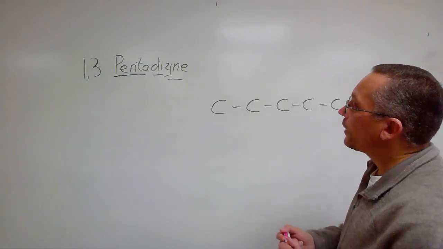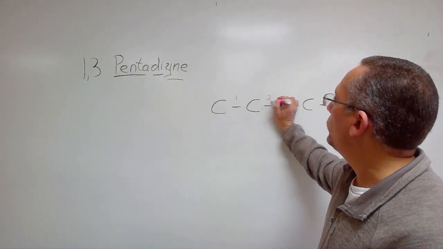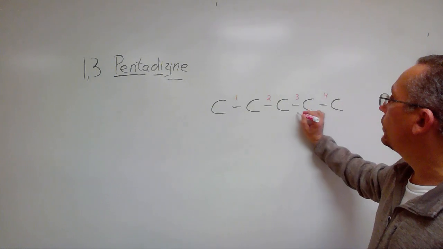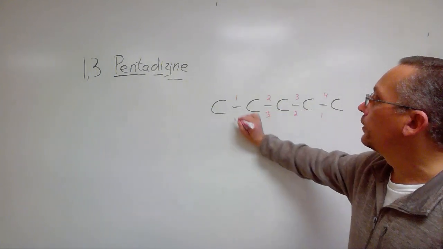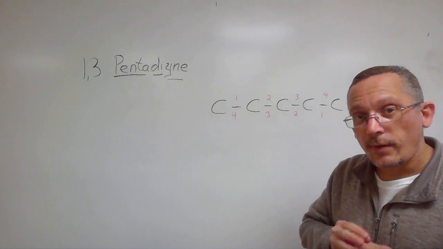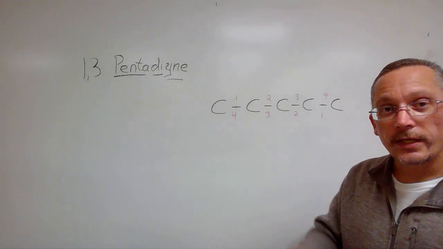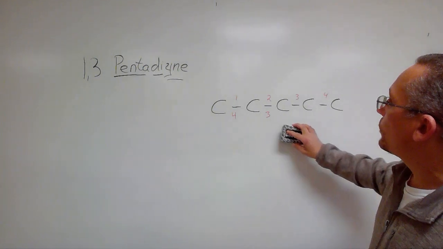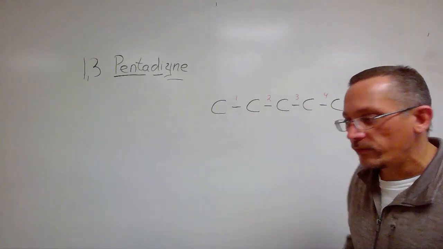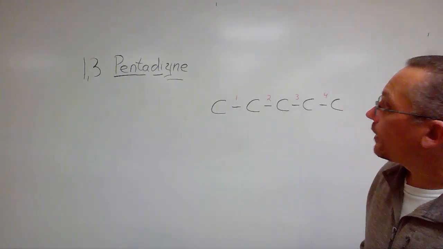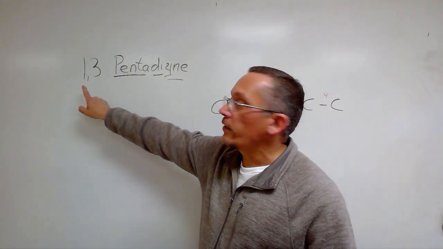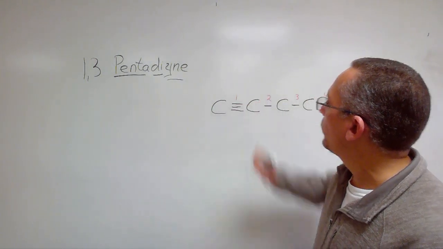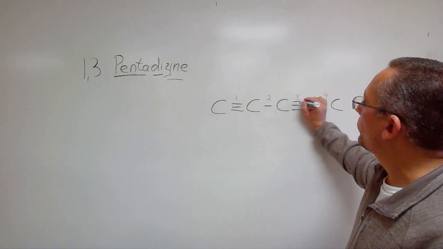So let me number. I could number this way, 1, 2, 3, 4. Or I can number this way, 1, 2, 3, 4. And it doesn't matter which way I do it. Either way is correct. So I'm going to choose which way I want to number it. I'm just going to number it this way, a little bit more intuitive for how we think. Okay, so my triple bonds are on numbers 1 and 3. So there's a triple bond right here, and there's a triple bond right here.